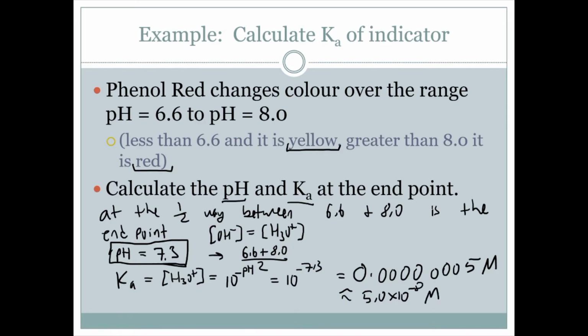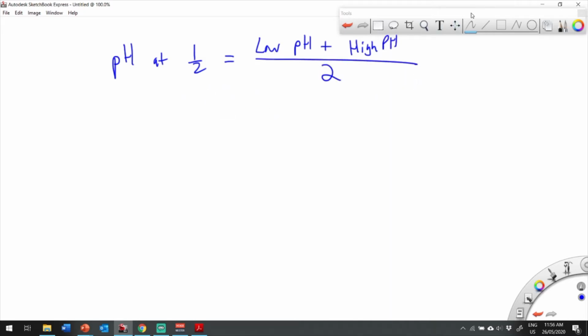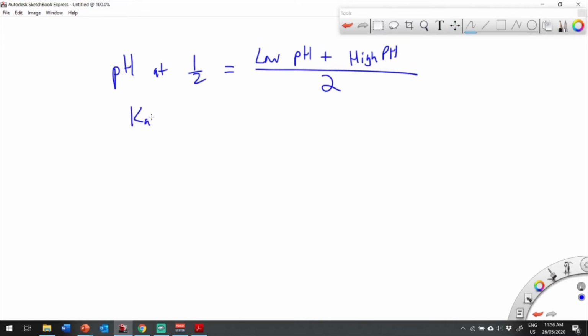Then you can do the same calculation for all the other indicators. So for the pH at the halfway point, you can just take the low pH, add that to the high end of the pH, and then divide by 2. At that point you can use that Ka is basically the concentration of hydronium at the halfway point, which would then be 10 to the negative pH at the halfway point.